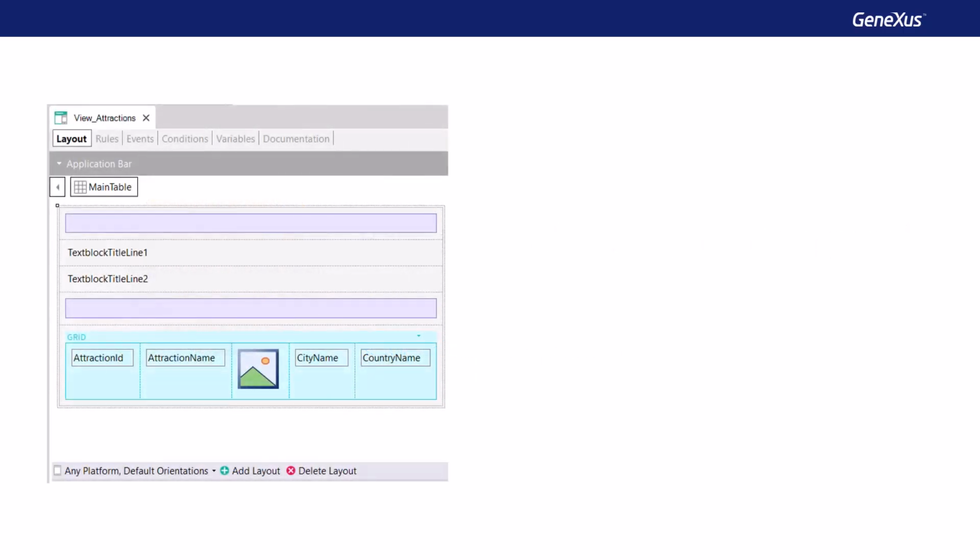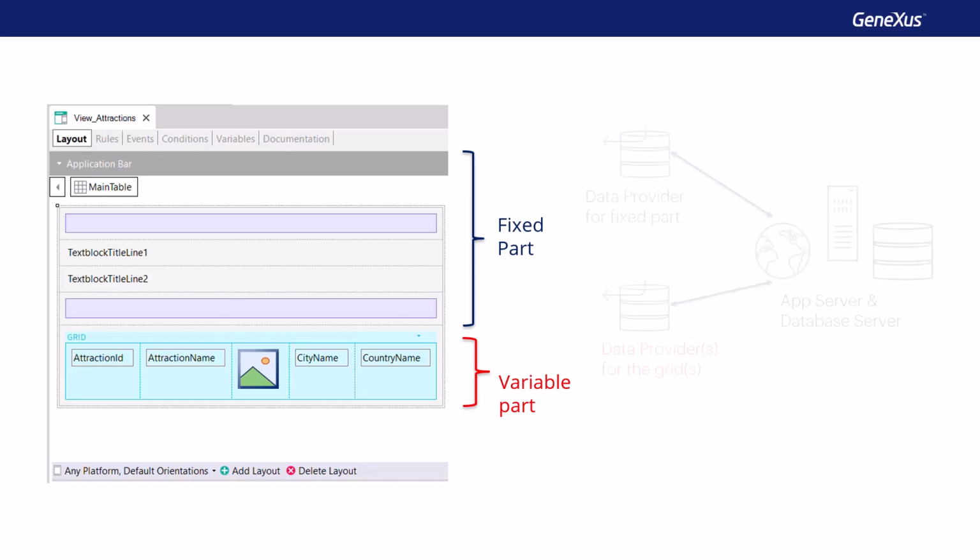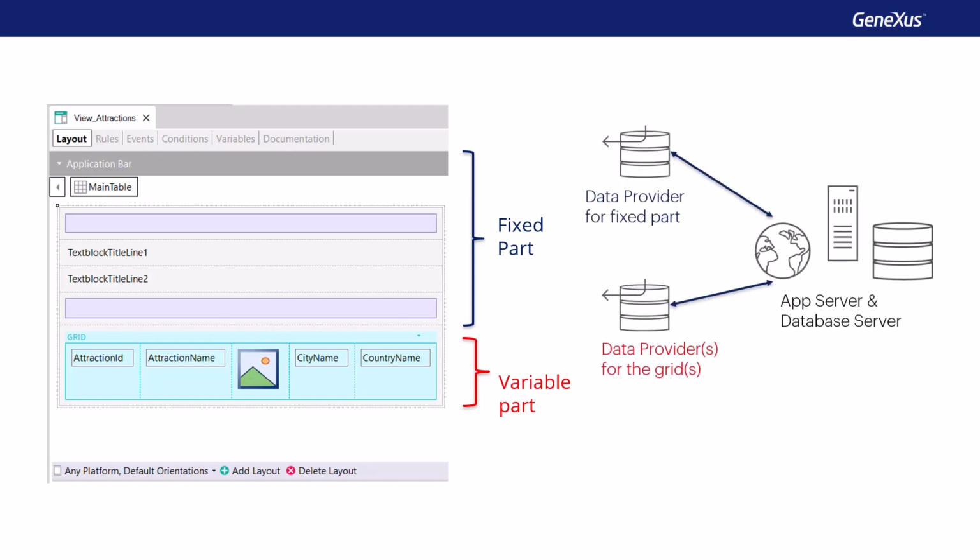As we saw before, a panel has a fixed part where the form controls that don't belong to a grid are located. Also, it has one or more variable parts, one for each grid found in the panel. To load the data in each part of the panel, GeneXus will automatically generate a data provider for each part that will be in charge of obtaining the data from the database.